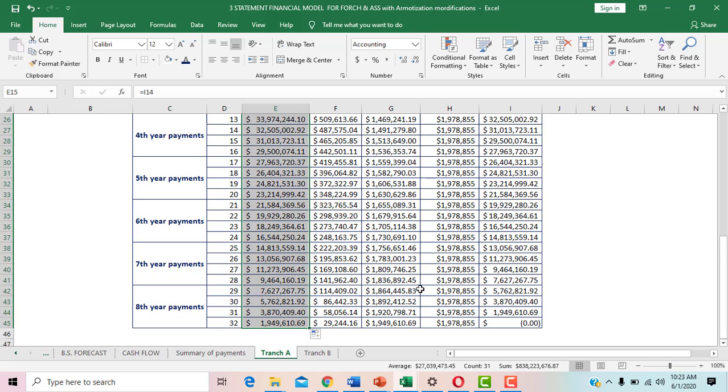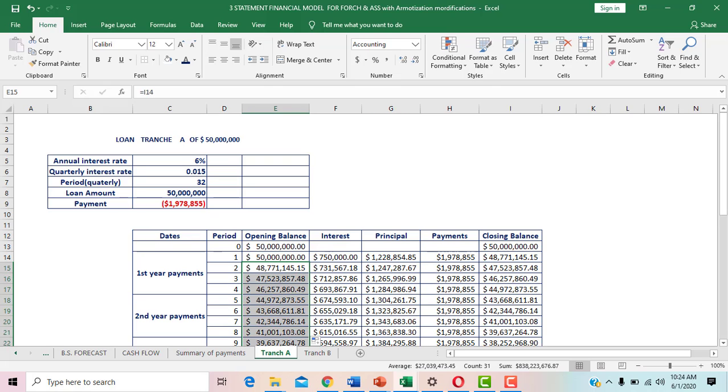Excellent. We realize that right up to the 32nd period, we are going to have a closing balance of 0, which means this company is expected by the 32nd period to have liquidated all the loan it owes. In our next session, we are going to model out the tranche B loan.